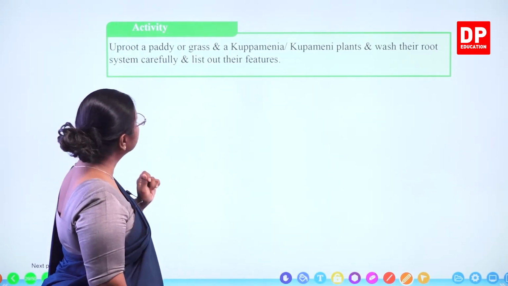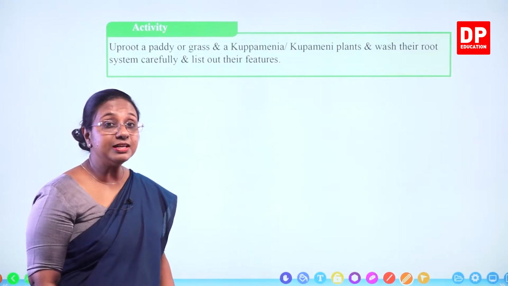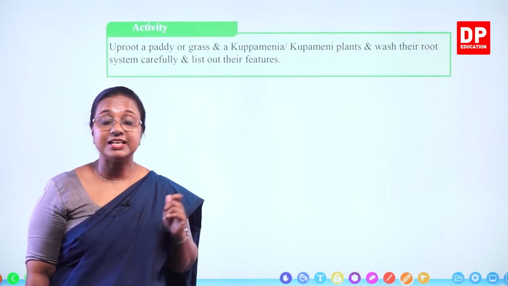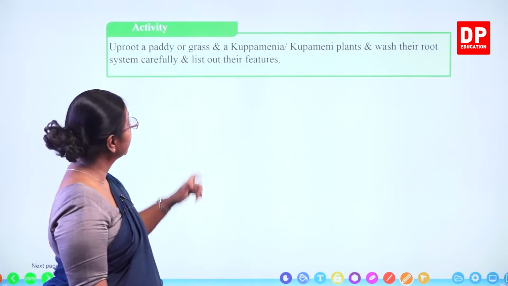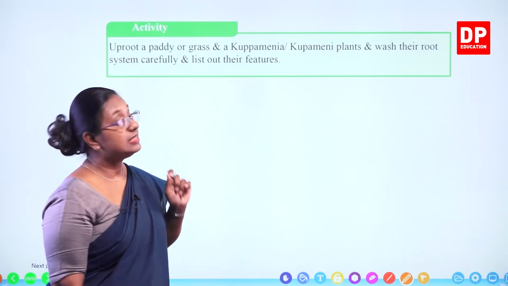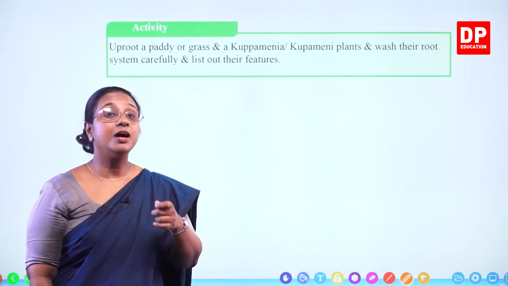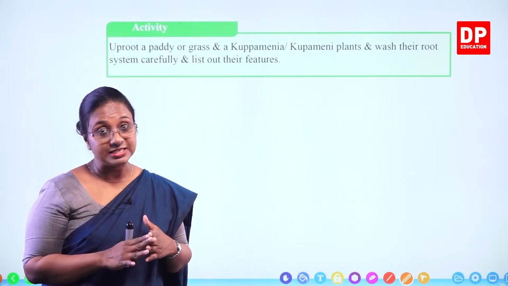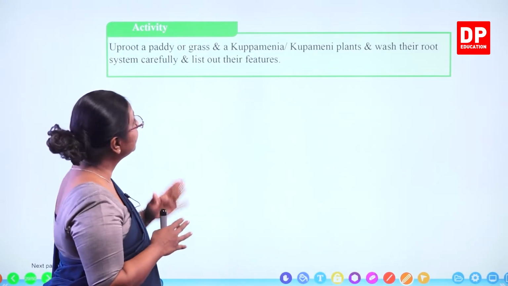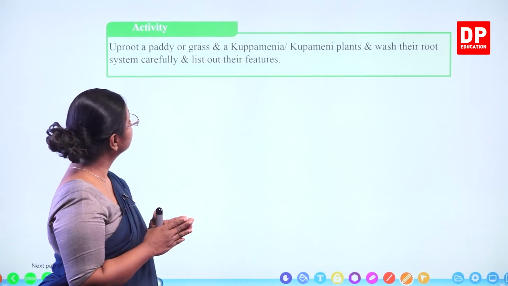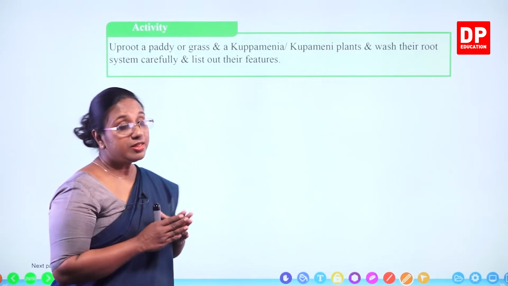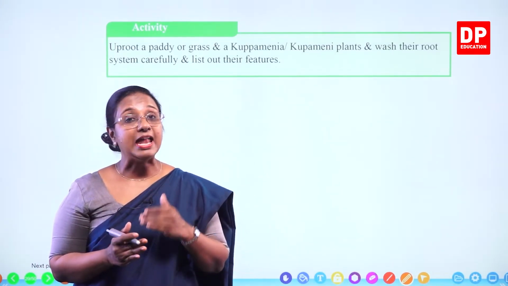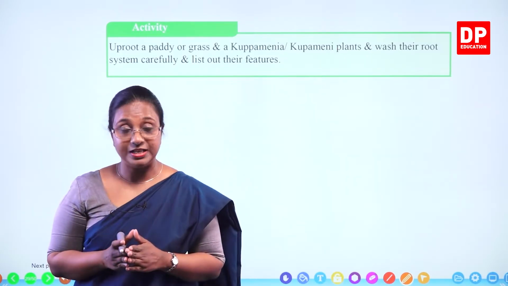So here paddy or grass, those are the monocot plants. You can use one of those. That is an example for monocot plants, whereas Cupomania is an example of dicot plant. Then you have to observe their features carefully and then you need to tabulate those features. So this is a simple activity, students. We will first do it in the lab and then we will list down the features.